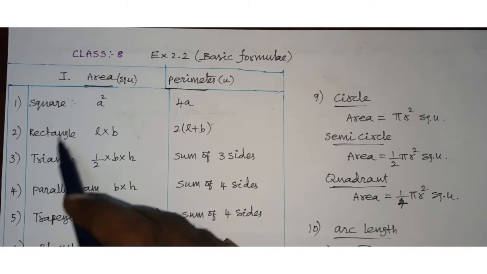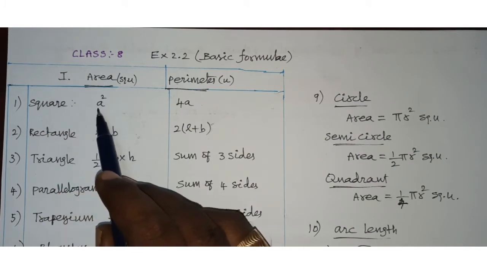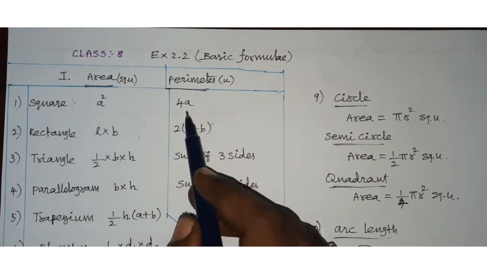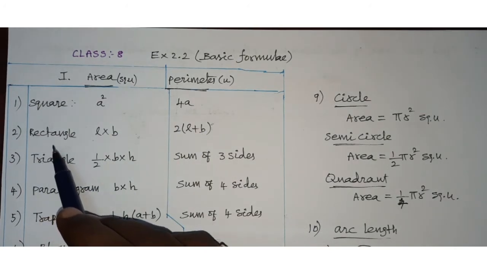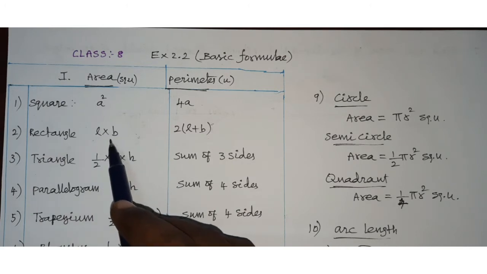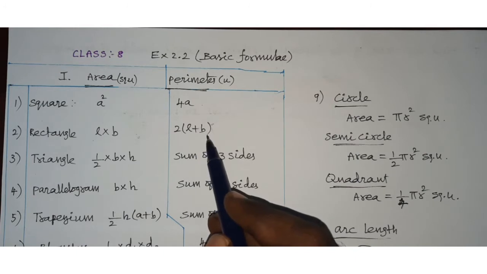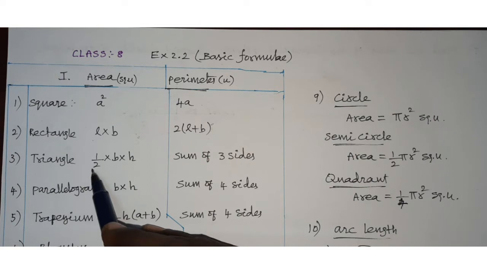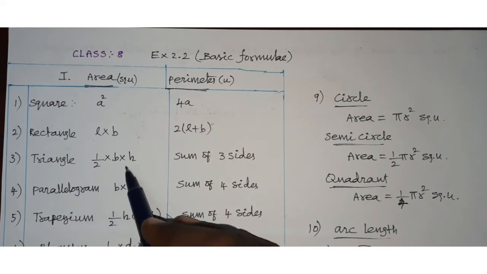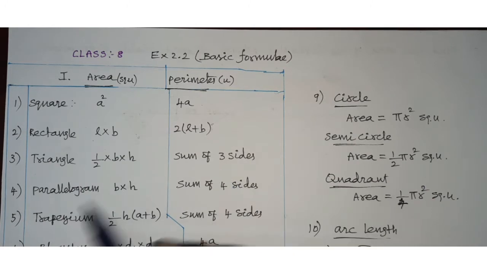The first, square, we know very well: area of the square equals a square and perimeter equals 4a. Second one, rectangle: area of rectangle equals L into B and perimeter of the rectangle 2 into L plus B. Third one, area of triangle is half BH, 1 by 2 into B into H. Perimeter is the sum of three sides. And parallelogram, base into height.